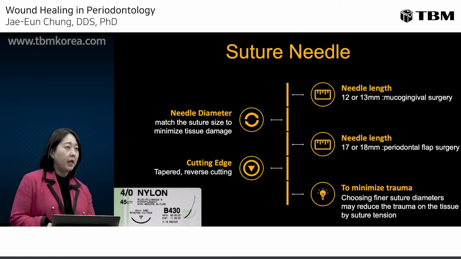The cutting edge can be tapered, reverse cutting, or round. Reverse cutting edge has high efficiency. That means it can pass through the flap easily, and the tie does not make the flap tear when we pull the suture to make a knot. And the needle diameter is matched to the suture size to minimize tissue damage. Choosing a finer suture material may reduce the trauma on the tissue, but the difficulty may increase.